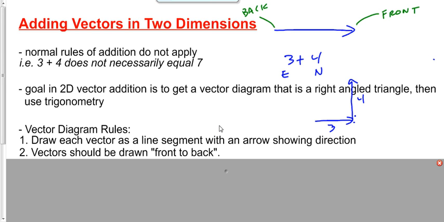Now, I do have another option here. It's not the only way to draw this, because in the end, we know 3 plus 4 is the same as 4 plus 3. So I could choose to draw it like this if I wish, and I still end up getting the same thing. 4 plus 3 is still equal to the same thing. Notice this one's also drawn front to back.